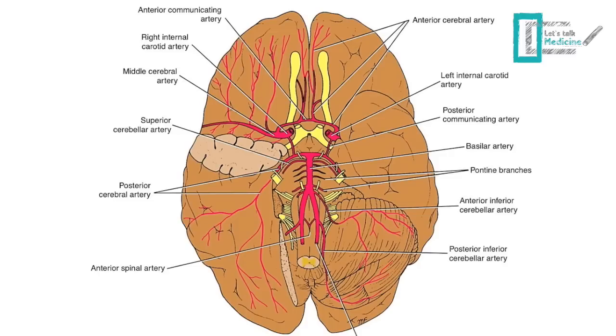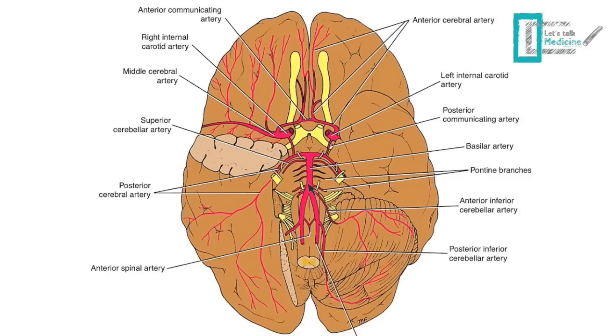The third branch is actually the posterior inferior cerebellar artery. So here is the posterior surface of the cerebellum, and also the inferior surface of the cerebellum. And that's why the artery is called the posterior inferior cerebellar artery. And at last, it will give you medullary arteries here to supply different parts of the medulla oblongata.